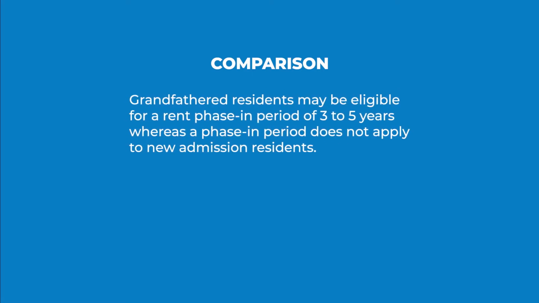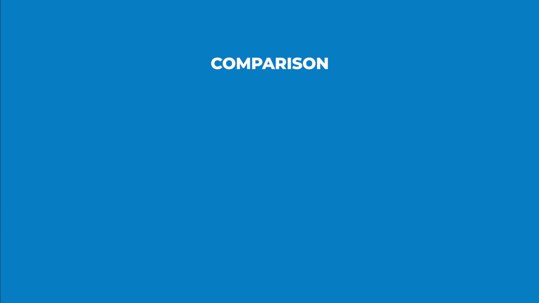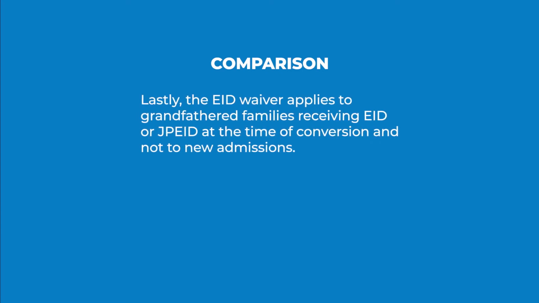Grandfathered residents may be eligible for a rent phase-in period of 3 to 5 years, whereas a phase-in period does not apply to new admission residents. Grandfathered residents are not subject to rescreening at the time of conversion and admission, including income targeting, whereas all screening and targeting applies to new admission residents. Lastly, the EID waiver applies to grandfathered families receiving EID or JPEID at the time of conversion and not to new admissions.